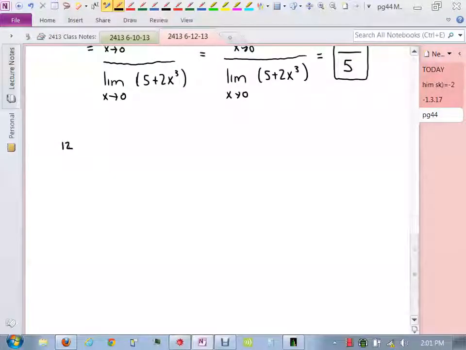So this is where things start getting a little bit weird. Let's do 12: limit as x approaches 4 of x squared minus 4x over x squared minus 3x minus 4.